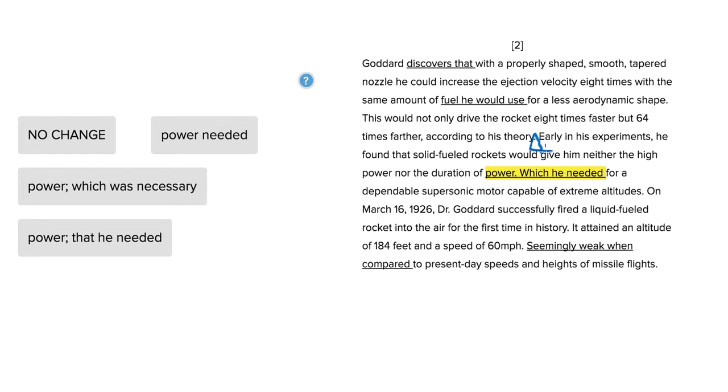Early. So let's go ahead and check this out. Early in his experiments, he found that solid fueled rockets would give him neither the high power nor the duration of power, period, which he needed for a dependable supersonic motor capable of extreme altitudes.